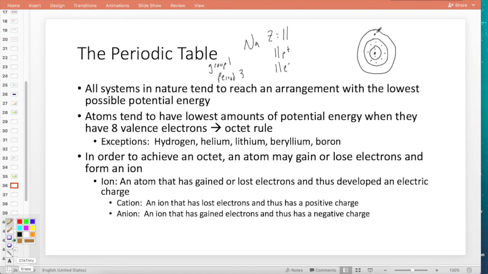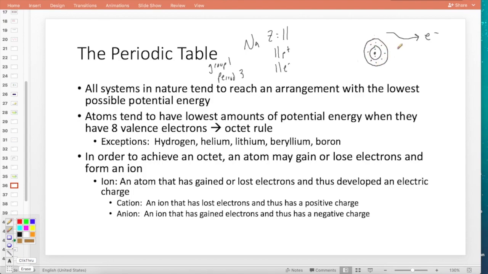What if it just lost this electron? What if this singular lonely electron went flying off somewhere else? Therefore, this third energy level is no longer being utilized. It goes away. What is left over? Yes, right underneath that third energy level, we have the full octet in the second energy level.